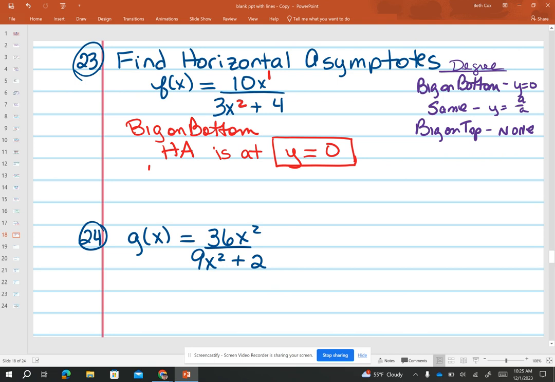All right, second one, the degrees are the same. So the 36 and the 9 are the a's, the first number in my polynomial problems. So we're going to have a horizontal asymptote at y equals 36 over 9, which is, of course, 4. So that's that one.